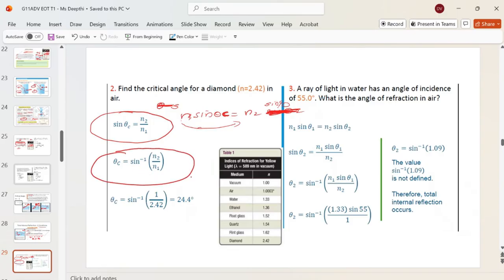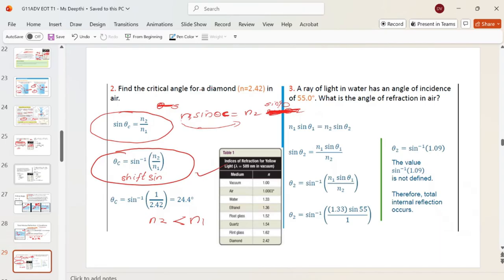This formula will not be in the equation sheet, so memorize it. If you want to find theta C directly, memorize this formula: theta C equal to sine inverse N2 over N1. You know how to do sine inverse in the calculator: shift and sine, okay? You press shift sine, so you get sine inverse, and in brackets you put N2 over N1. But make sure that light is going from a big N to a small n. So that means the N2 value should be smaller than the N1 value.